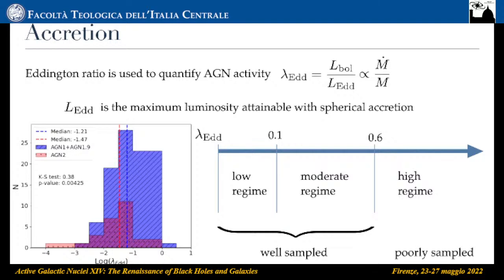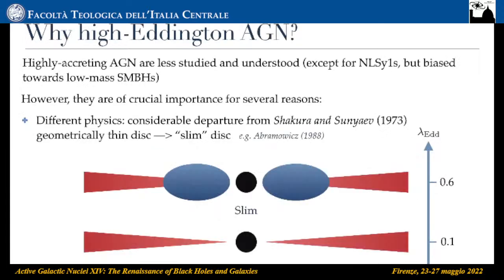So even in those surveys that can rely on very good quality X-ray data, such as BASS, up to now high Eddington AGN have been overlooked to some extent, with the only exception of narrow-line Seyfert 1 galaxies, which, however, represent a very peculiar class of AGN hosting only low-mass supermassive black holes. But the whole population of high Eddington AGN deserves an in-depth investigation for several reasons.